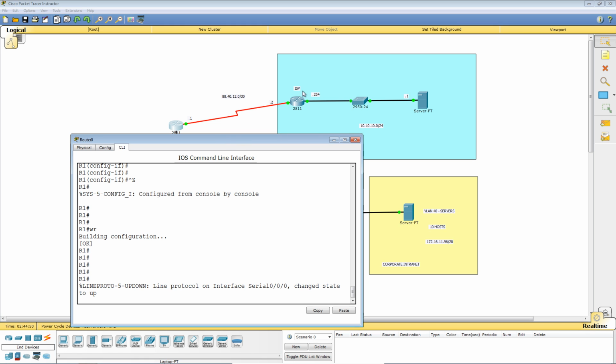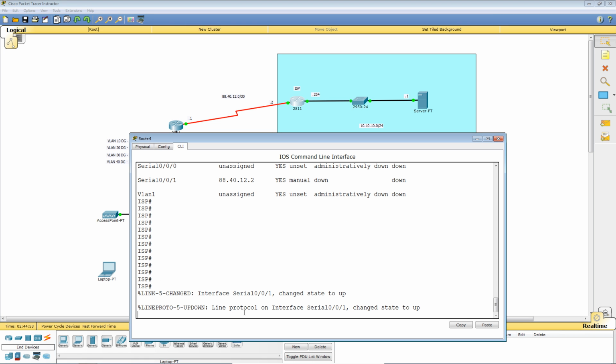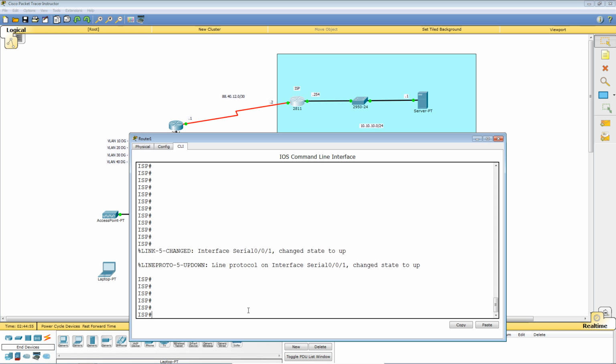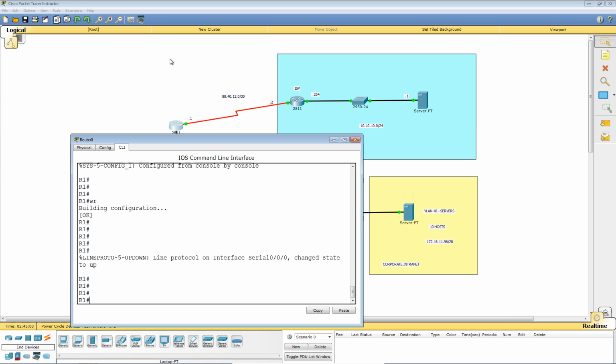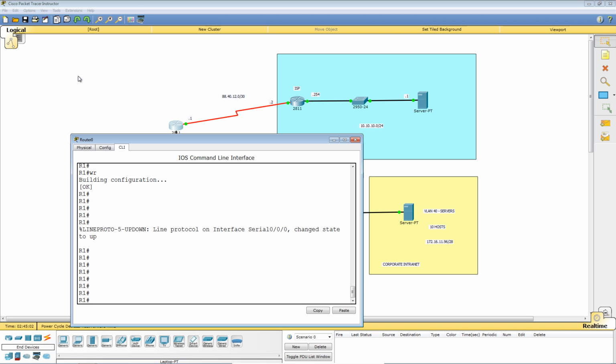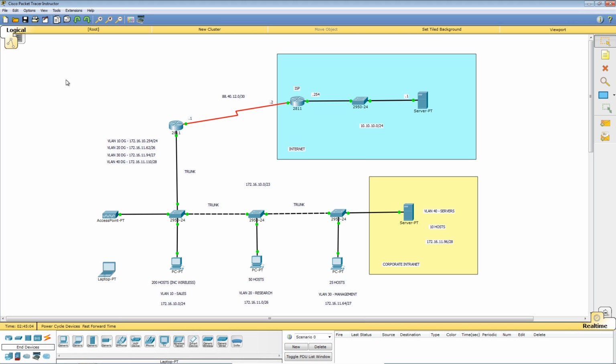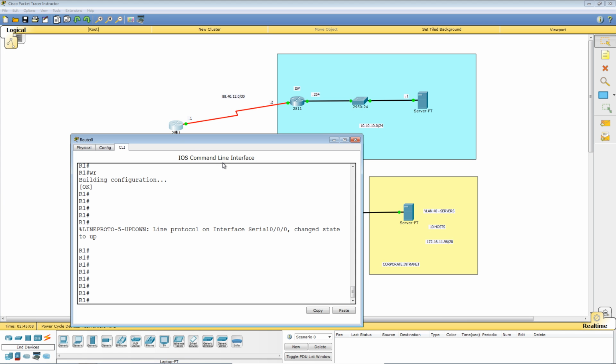If I pop into the service provider router, you should see that the interface has come up on that side too. Okay, excellent. Now, how do I test connectivity across the link? Ping 88.40.12.2. So from our router we're pinging across the link to 88.40.12.2.